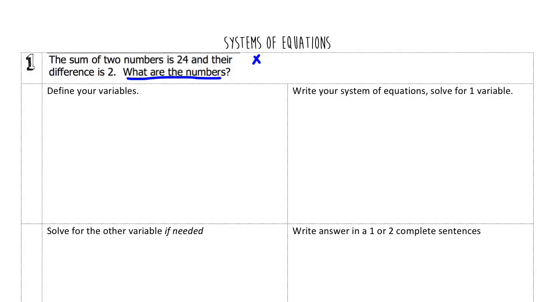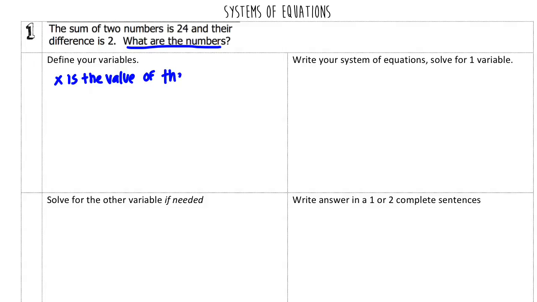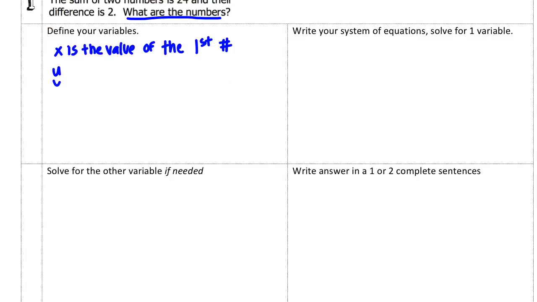We can say x is the value of the first number. Oops, I actually realized I gave you a spot to write this. I don't know why I'm writing it up here. X is the value of the first number. And that means that y is the value of the second number. Okay, so that was the first part.